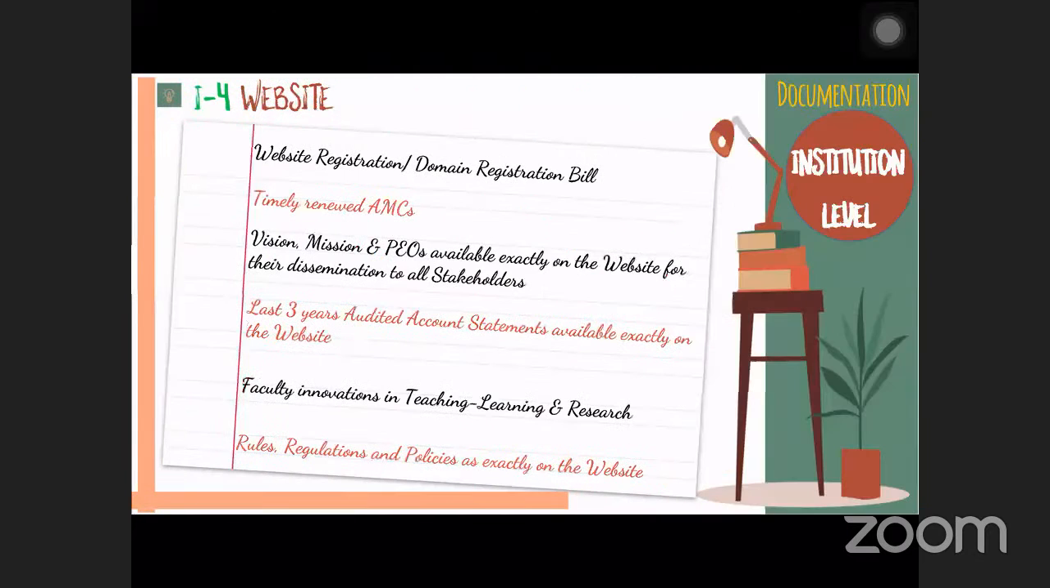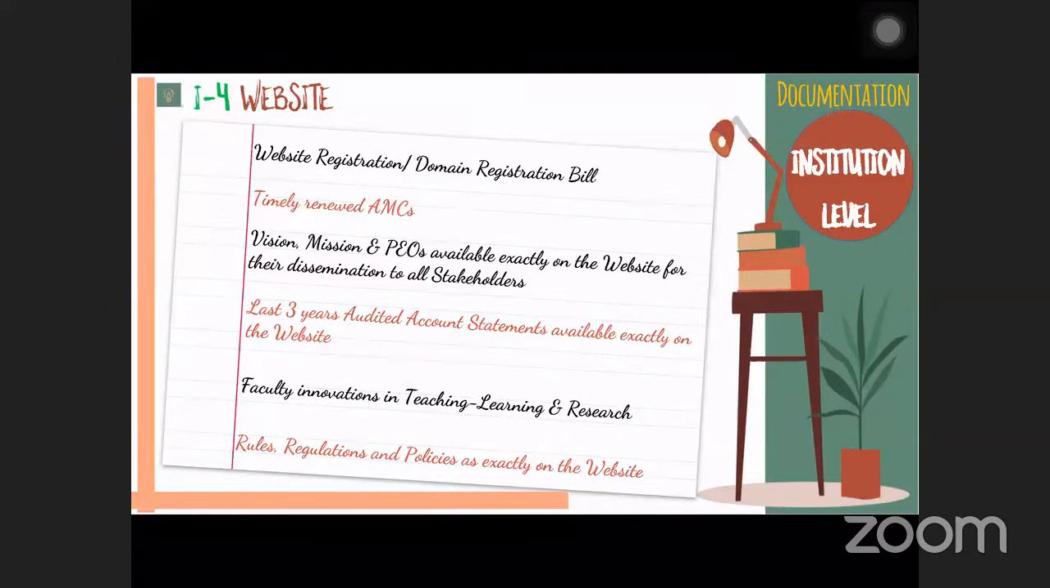Then the institution should have a website, and it has to be very informative and useful to the stakeholders. So everything related to this website has to be documented in this particular file. So website registration, the domain registration, and then timely renewal of the annual maintenance contracts for the website.